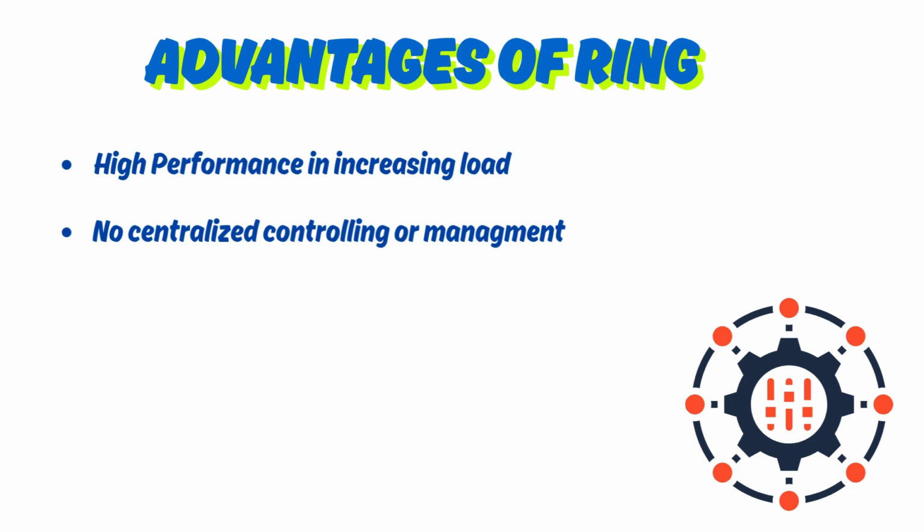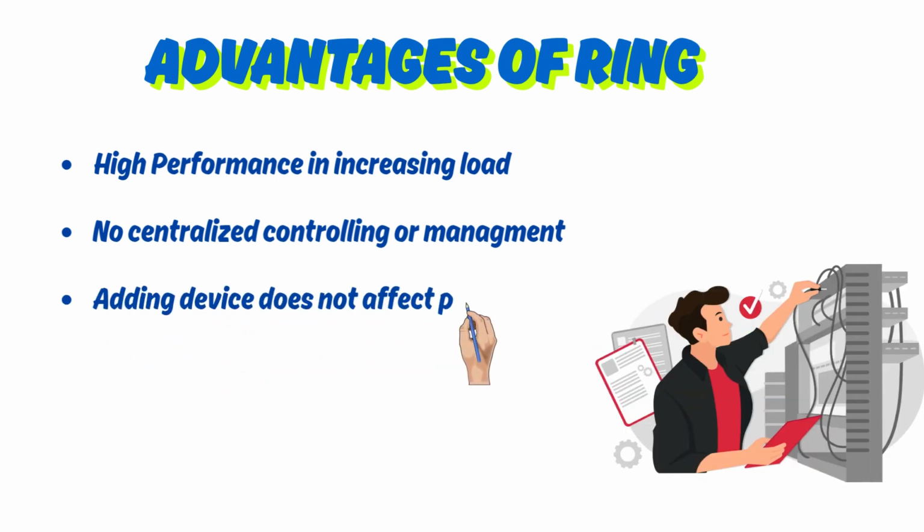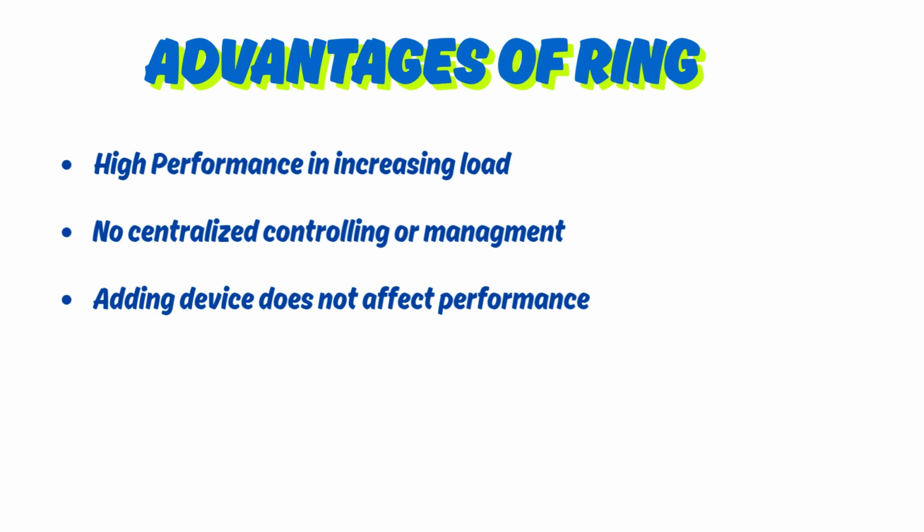The third advantage is that adding a new device does not affect the performance. It means in a ring network, adding more devices does not greatly impact the speed or performance, as long as the token passing system is maintained properly. The ring grows steadily by inserting a new device between two existing devices. Contrasting the bus topology, where more devices can slow down the performance, ring maintains a balanced data flow.